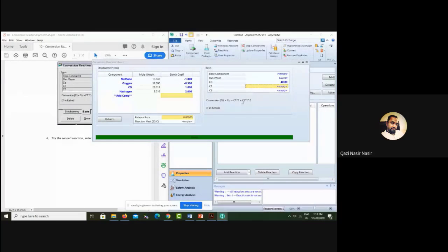Okay, if you put all this information correctly, you can see the balance error. The reaction is balanced. How do I know it is the correct balance? The balance error is 0.